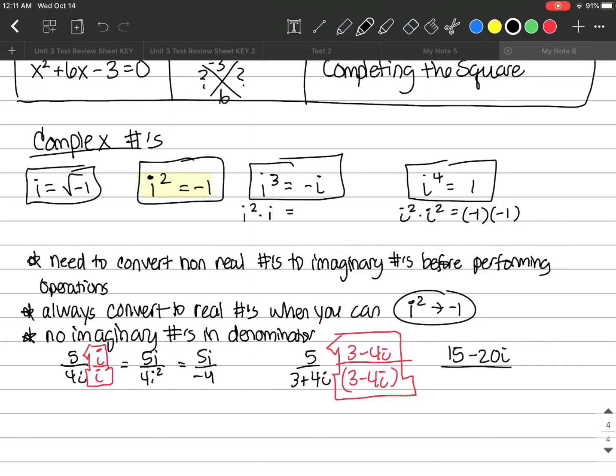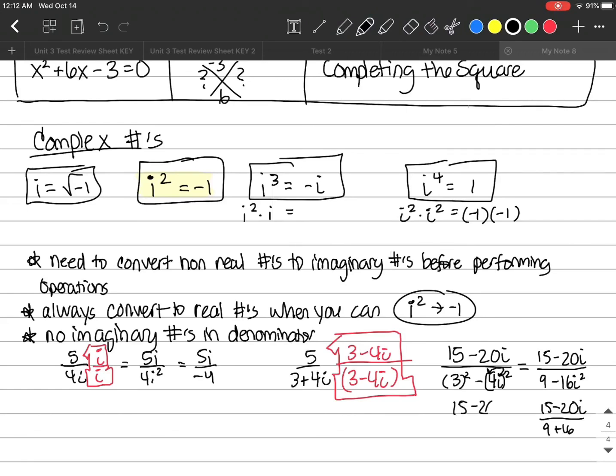I should just know at this point that if I multiply a two-term expression times its conjugate, I have the difference of two squares. So really I have 3 squared minus 4i squared. And that's going to give me 15 minus 20i all over 9, and I have to distribute that 2 to both the 4 and to the i. So I get minus 16i squared. That's 15 minus 20i. We already did an example like this. Over 9 plus 16, which is 25.